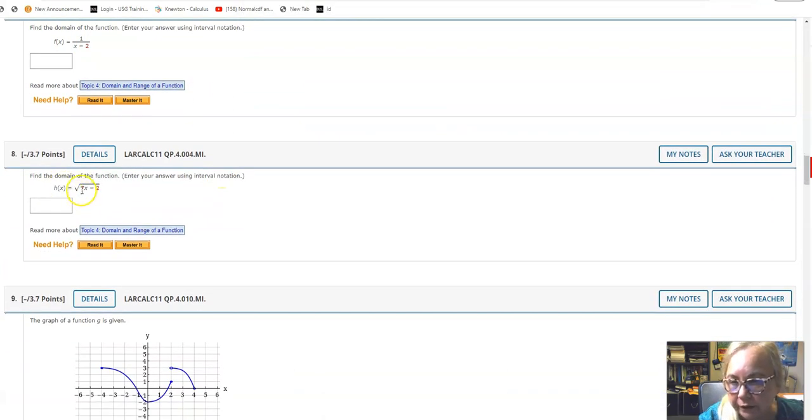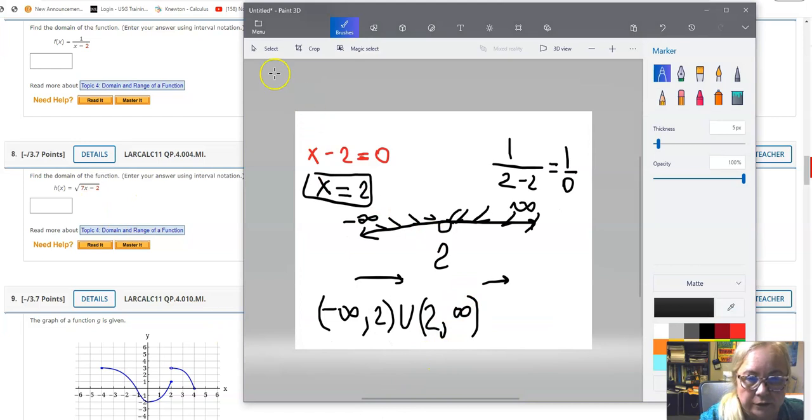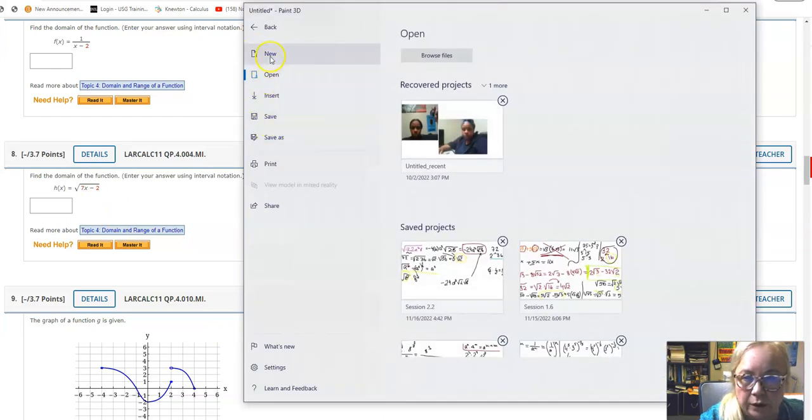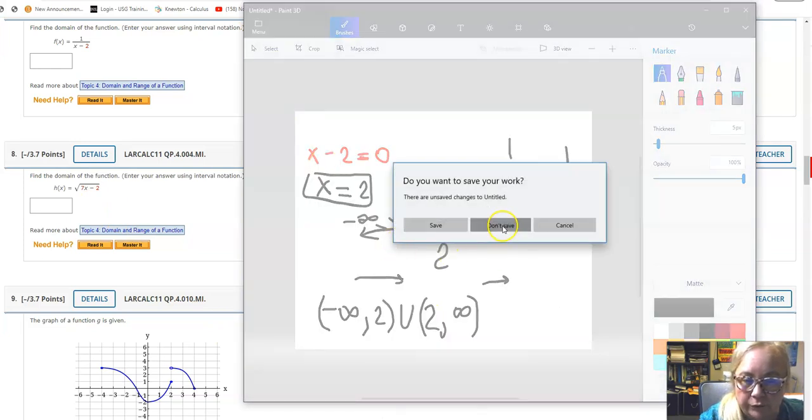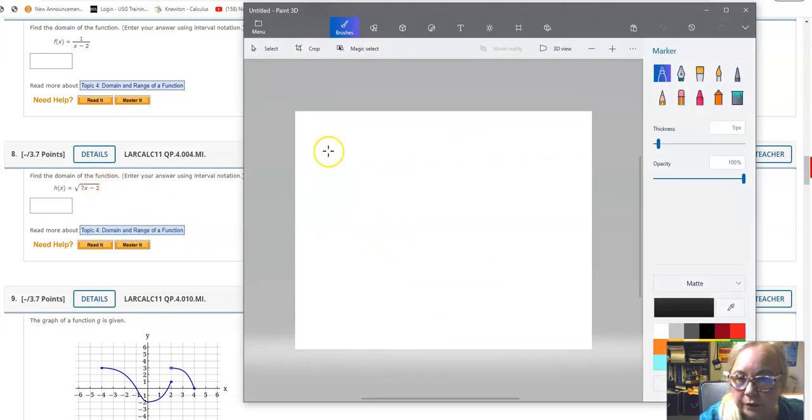Find the domain. Domain of a square root. The square root of a positive number is positive. The square root of 0 is 0. The square root of a negative number is not a real number. So that's why we have to make sure that 7x minus 2 is greater than or equal to 0.